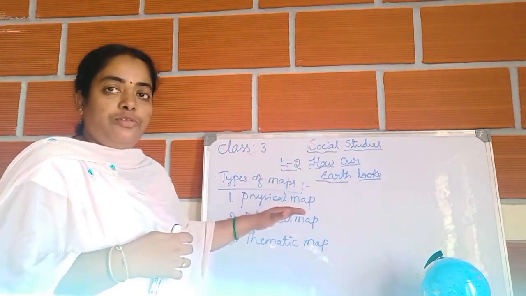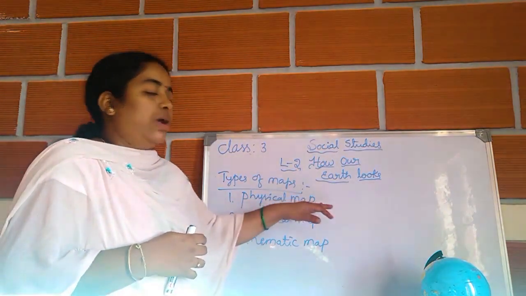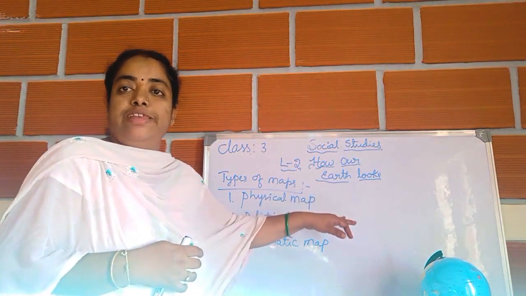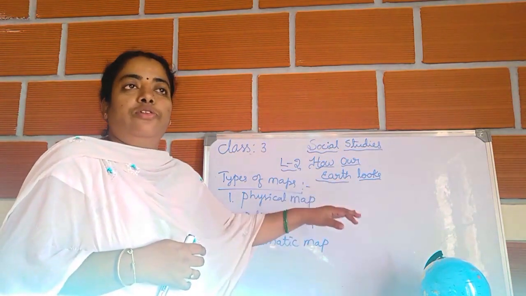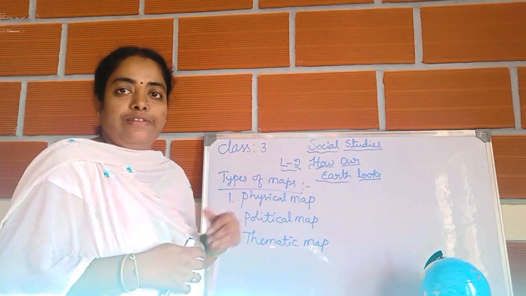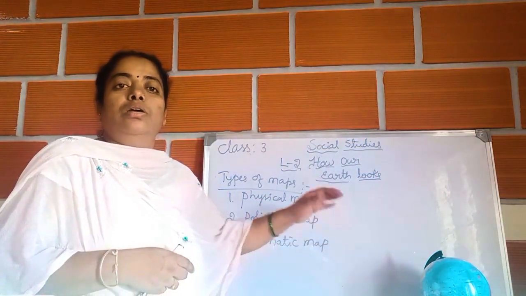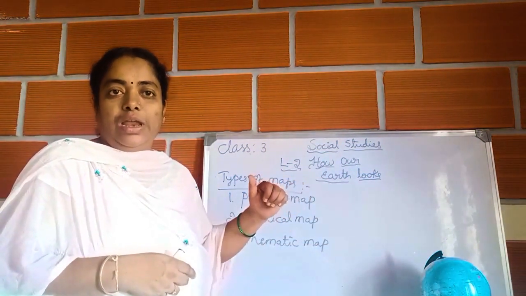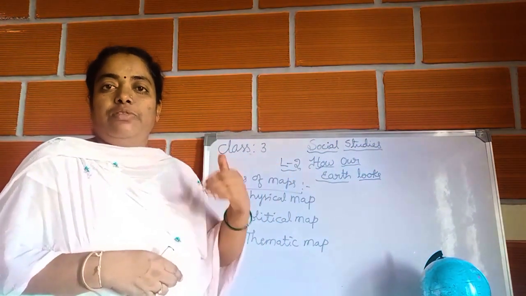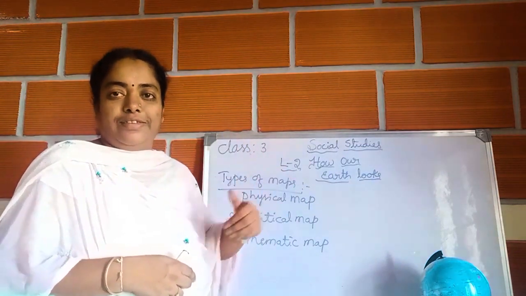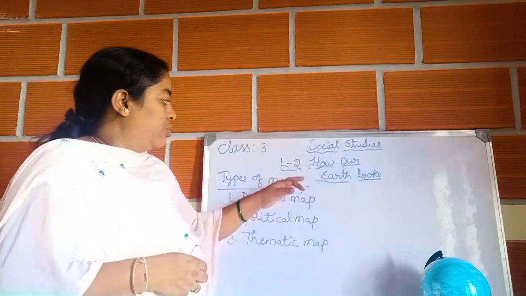Here we have three types of maps called physical map, political map and thematic map. A physical map gives us information about the physical features of a country. A political map shows the location of a particular state, country or capital cities. And a thematic map provides information about a particular thing or topic, like what type of crops are grown in a particular place, and which river flows in which state. This type of information is given by the thematic map. So this is all about the types of maps.